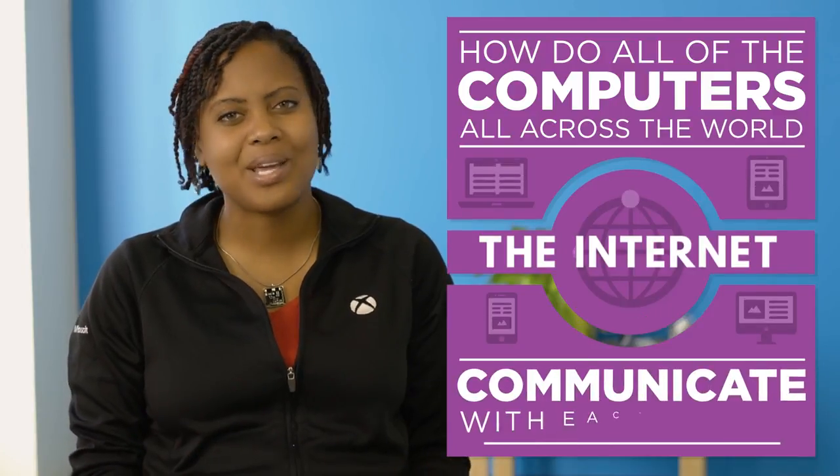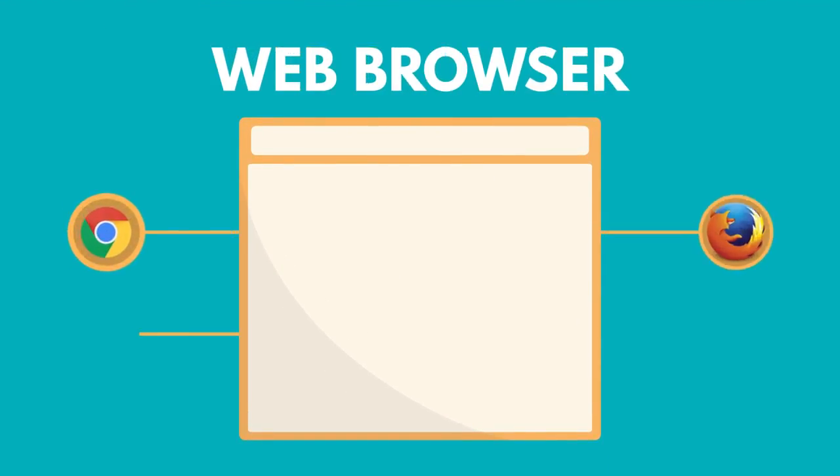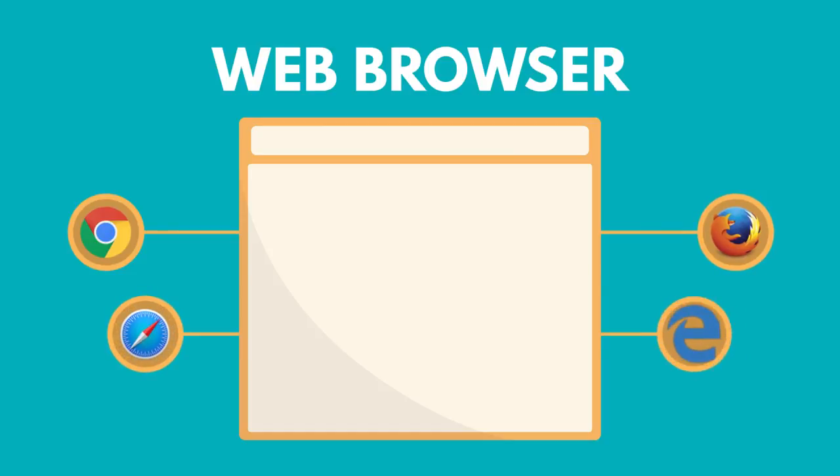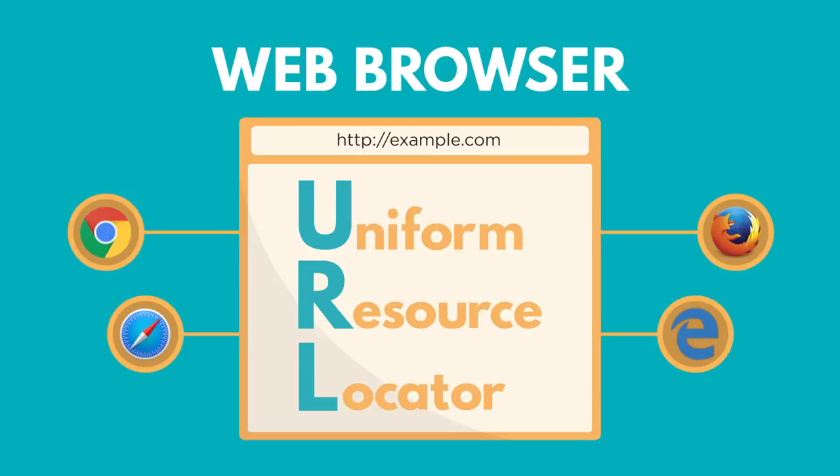The internet is totally changing how people interact and connect. But how does it work? How do the computers all across the world actually communicate with each other? Let's look at web browsing. First, you open a web browser. It's the app you use to access the web pages. Next, you type in the web address, or URL, which stands for Uniform Resource Locator, of the website you want to visit, like tumblr.com.